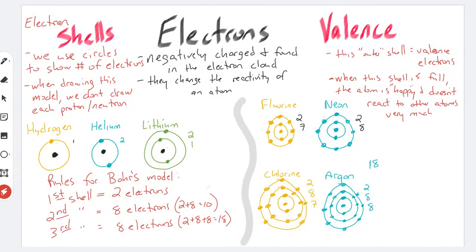Because of how many valence electrons they have, it doesn't matter how many are in the inner circle, because the inner circle is going to be the same. If it's full, it's the same. They have two. We're looking at the differences between all of these, from fluorine to neon, or from chlorine to argon. This one is missing one down here, and so is this. But neon and argon, all of their energy levels are full. And that's why we describe them as being happy.